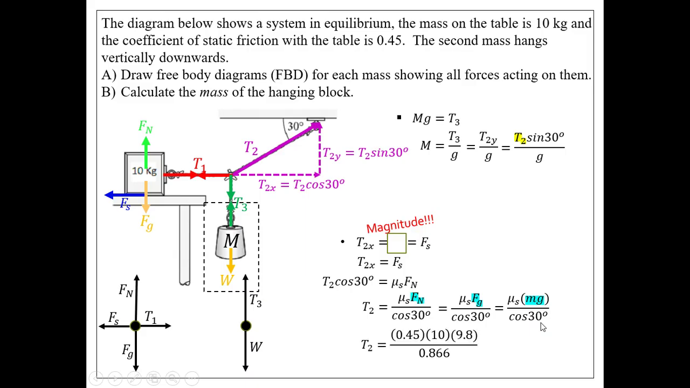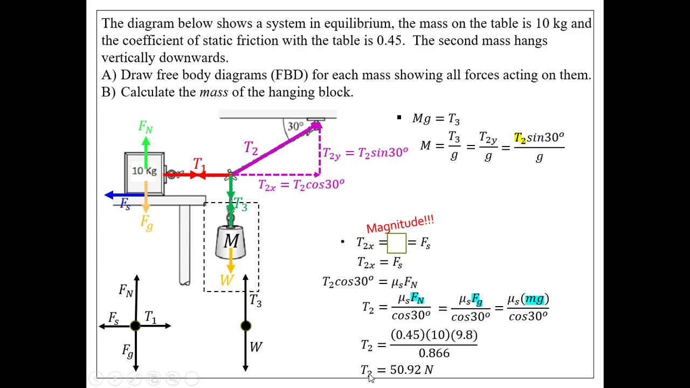So I'm just going to crank that out on my calculator. So 0.45 times 10 times 9.8 divided by 0.866. If you punch in cosine of 30 on your calculator, that is what it's about, 0.866. And if you simplify all that, T2 is going to come out to be about 50.92, right?